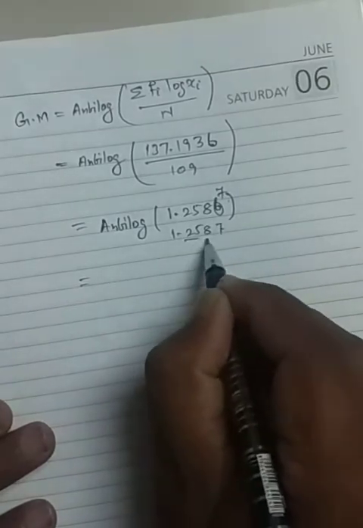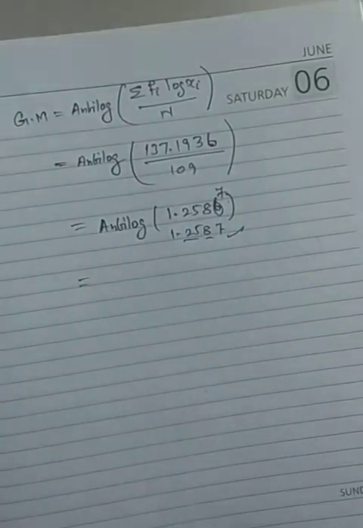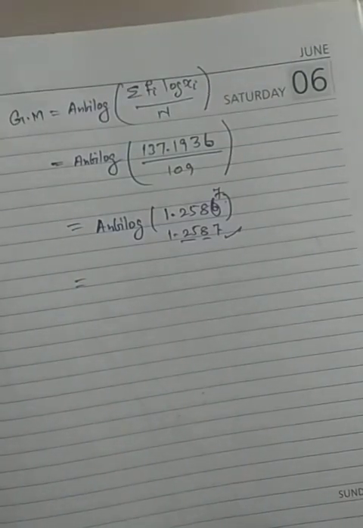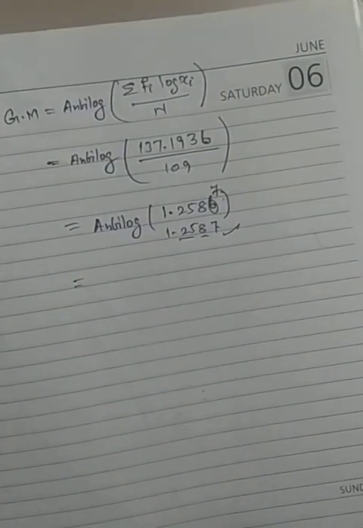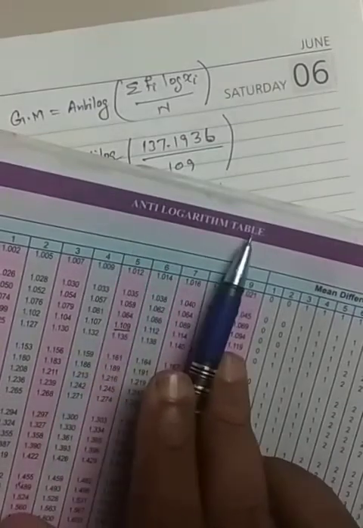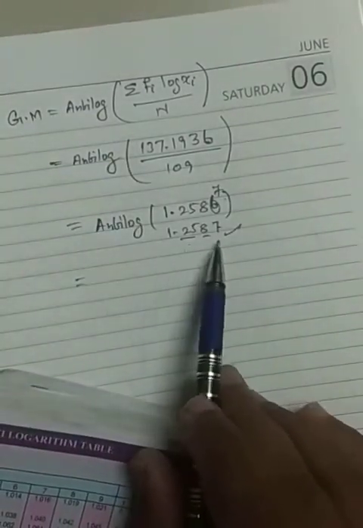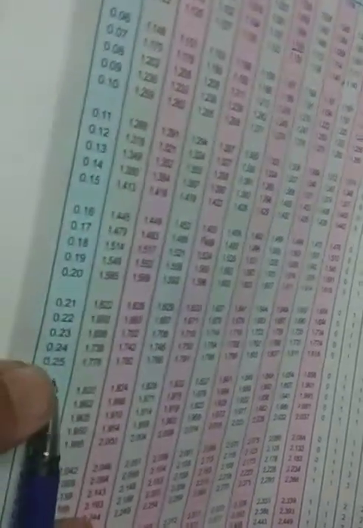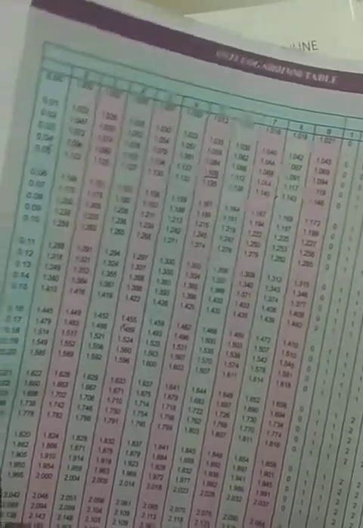So you will take 25.8 and the mean difference is 7. Okay, that you take. I will show you in this anti-logarithm table. First you check the top of the anti-logarithm table. What's the value? 25.8, you check. Where is it? You can see here it is 25. For that, you need to check 8.